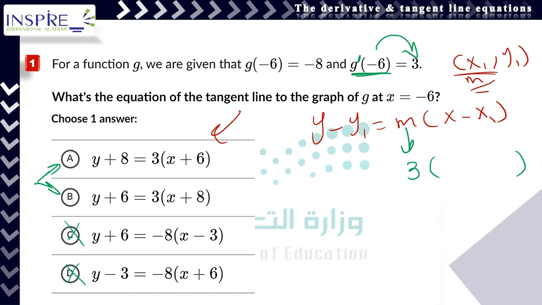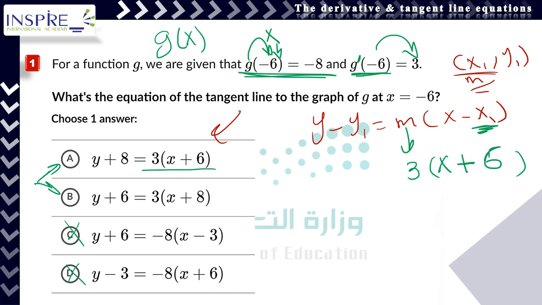Let's search for the point. Okay, we have it here. g of negative 6 is equal to negative 8. We remember we're all the time saying g of x, so the number inside is x. We will just invert its sign. So x minus negative 6. So the number beside x should be the opposite sign of negative 6, so it will be plus 6. So we'll search for this bracket. Yeah, we have it here. y is negative 8, so we will invert its sign. It will be y plus 8 equals 3 times x plus 6. So the answer will be letter A.